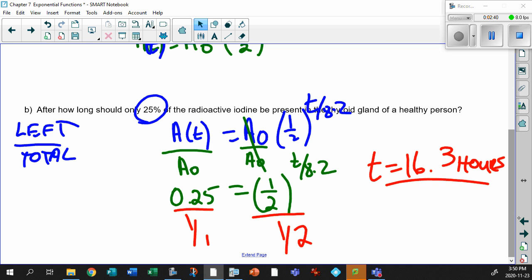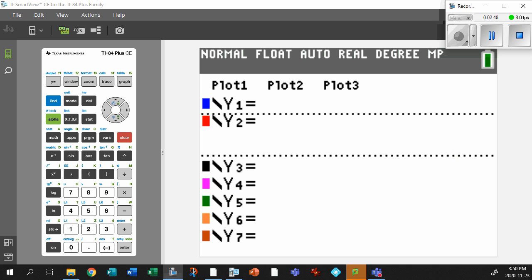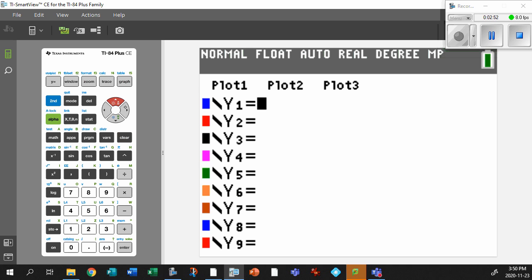Do you want me to show you how to do this on the calculator? Okay, people complain. I'll show you how to do it. I'll bring up the calculator here and let's see what we can do. Okay. Y1 will be 0.25. Y2 will, of course, be, guess what? Yep.